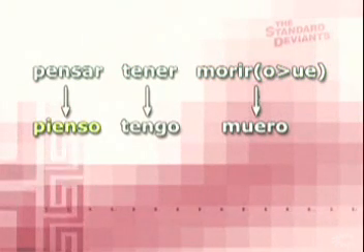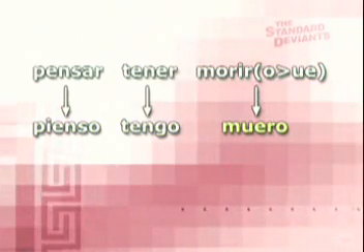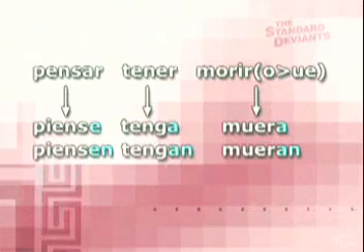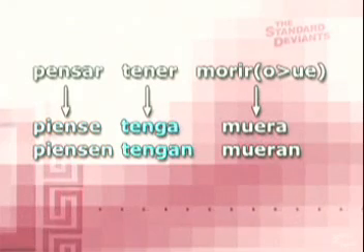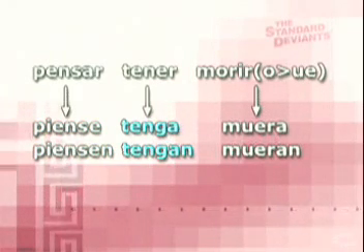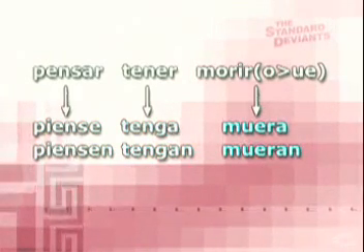This process of getting a verb ready to use as a command works exactly the same way with most of the verbs we've met so far that are irregular. Look at the verbs pensar, tener, and possibly a new one, morir, an O to UE verb that means to die. Change them to their yo forms, pienso, tengo, and muero, knock off the O's, and put on the appropriate endings. Piense, piensen, tenga, tengan, muera, mueran.